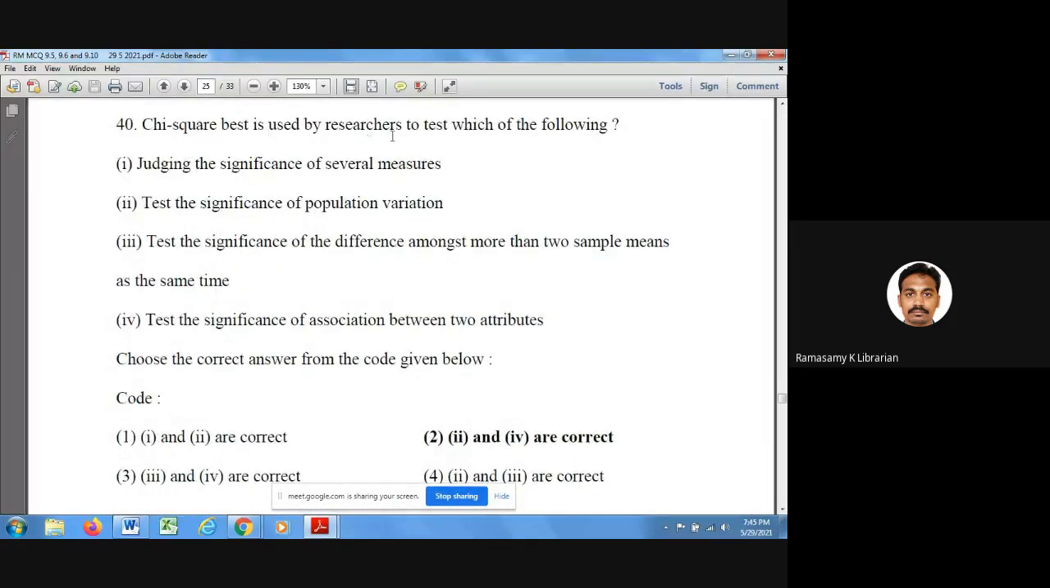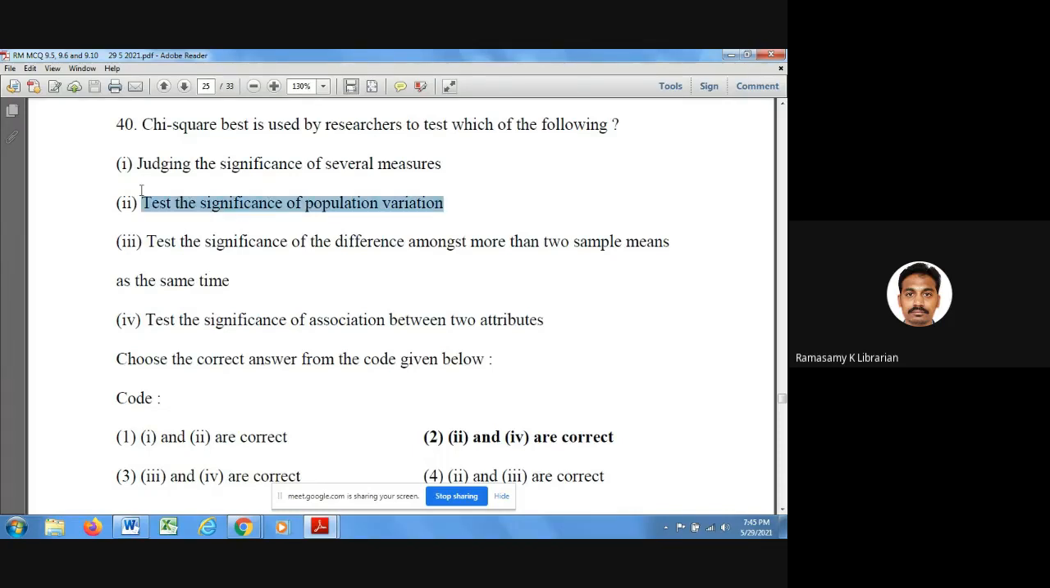The chi-square test is used by researchers to test which of the following. Chi-square is used for two purposes, as I told you. One is to check the goodness of fit of data: how fit your data is to a specific criterion. The second purpose is to measure the significant association that may exist between two variables. These are the two purposes of the chi-square test. Let us put the answers from here. Test the significance of population variance.